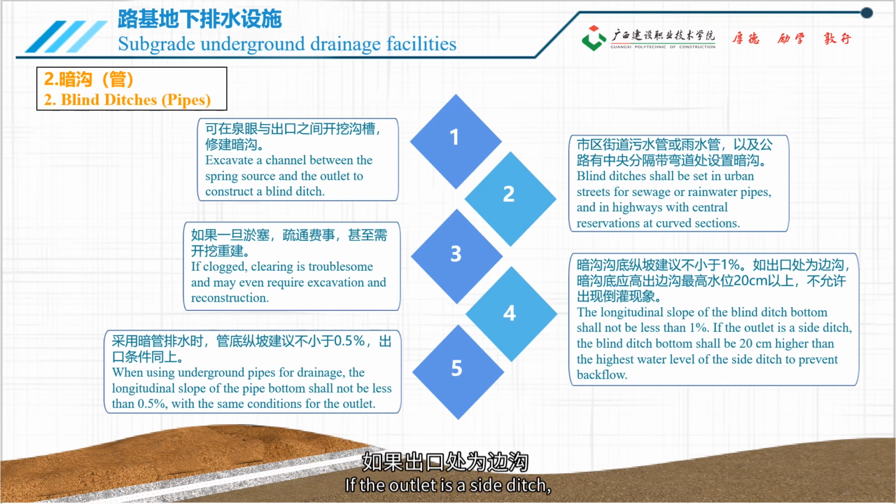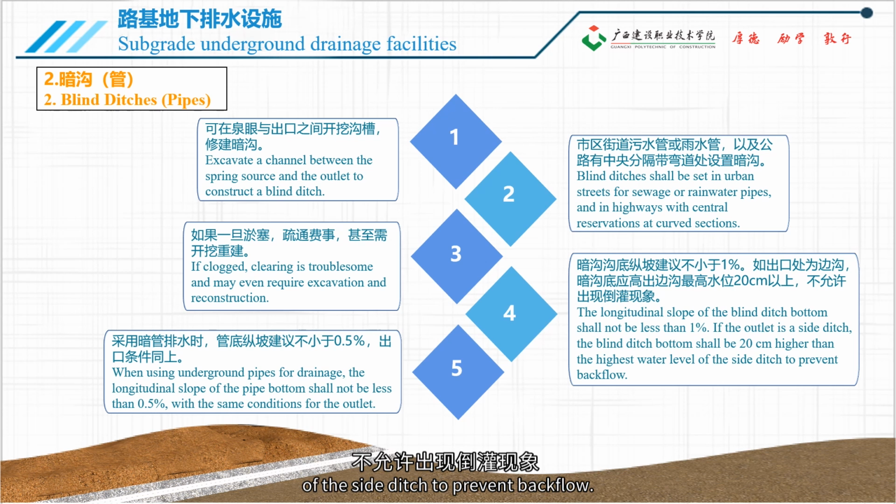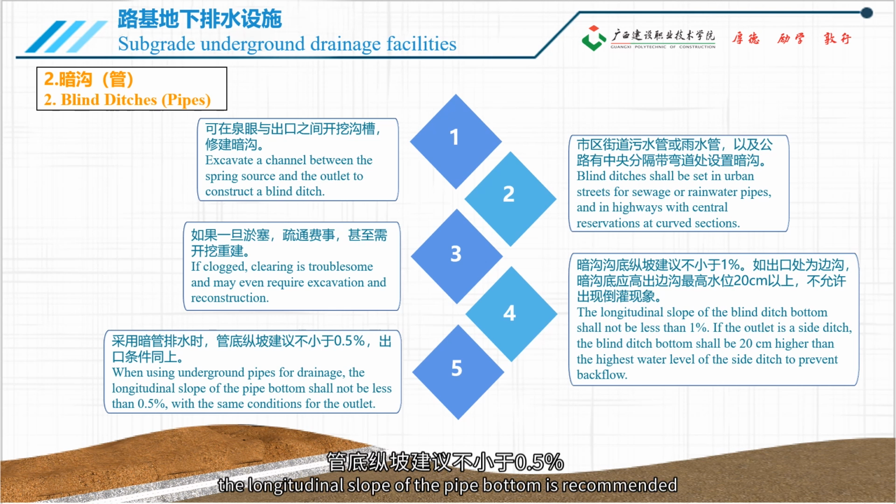If the outlet is a side ditch, the bottom of the blind ditch should be more than 20 centimeters above the highest water level of the side ditch to prevent backflow. 5. When using pipe drainage, the longitudinal slope of the pipe bottom is recommended to be no less than 0.5%, with the same outlet conditions as above.